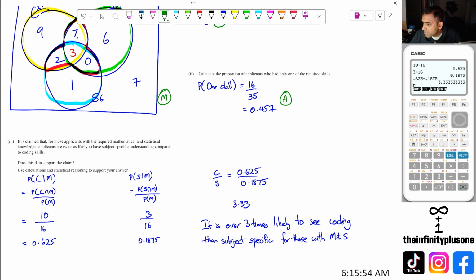All right, so grades wise, one probability calculated would get you an achieved. Both probabilities calculated and relative risk is going to give you a merit. And then explanation will get you an E for this question.